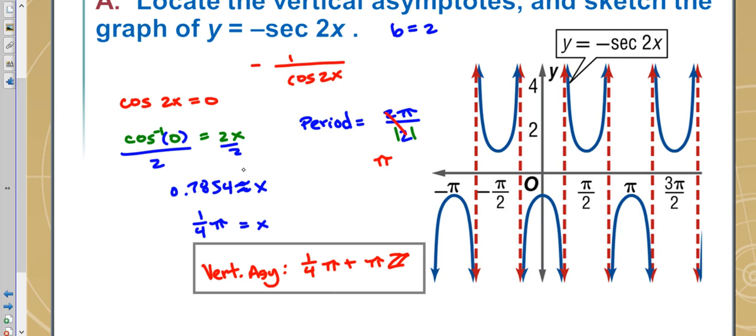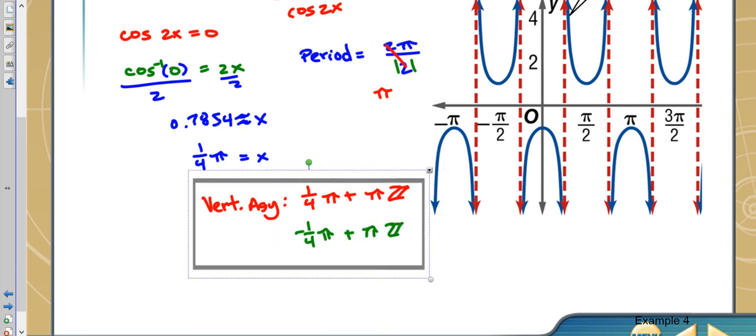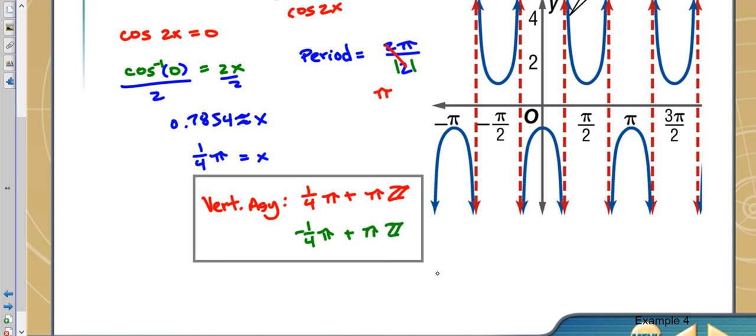Let me try to say it this way. Since this is even, it's reflecting here on the y-axis. If you have an asymptote at pi over 4, you'd also have to have one at negative pi over 4. So you would have a double going on here. Not only that, you would also have a negative 1/4 pi, and of course the same period, that doesn't change. But you would need to add this in here to our answers as well.